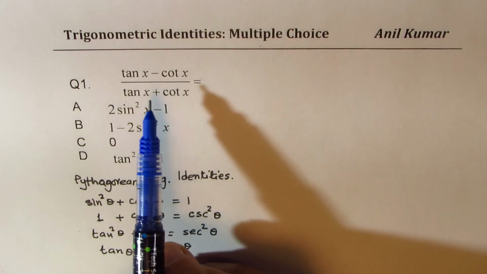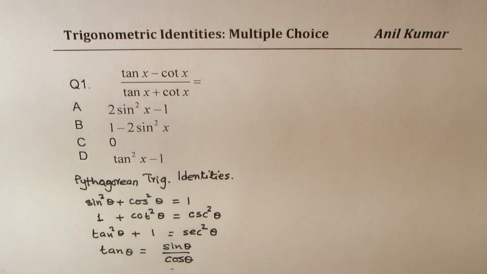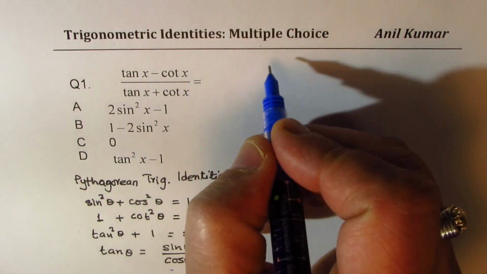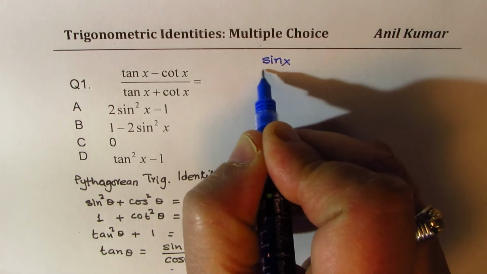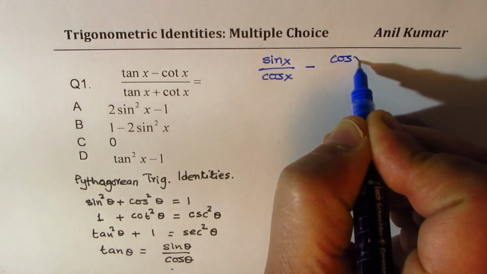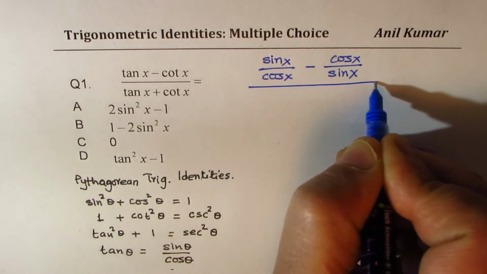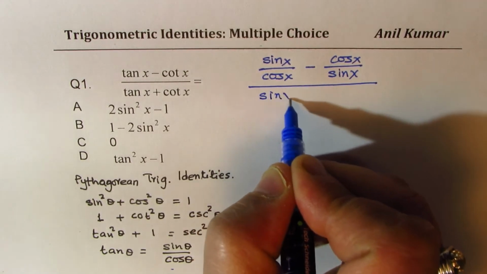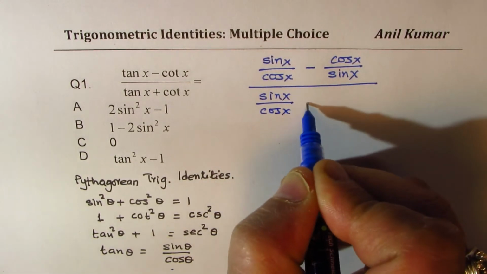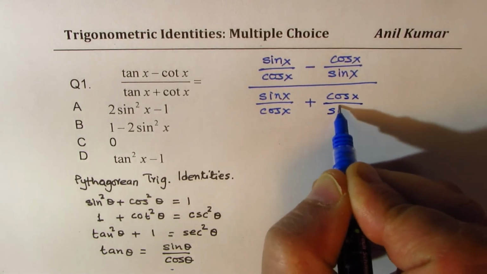So what we have here is tan x minus cot x divided by tan x plus cot x. Whenever you're given an equation in tan and cot, it is a good idea to just write them in sine and cosine. So let me write this equation as sin x over cos x minus cos x over sin x divided by sin x over cos x plus cos x over sin x.